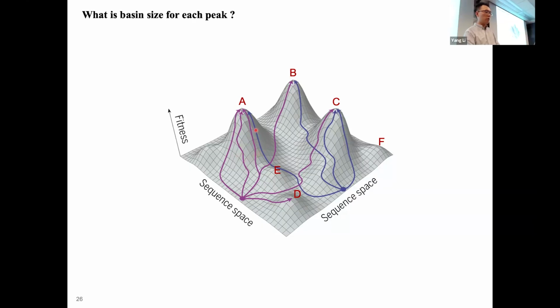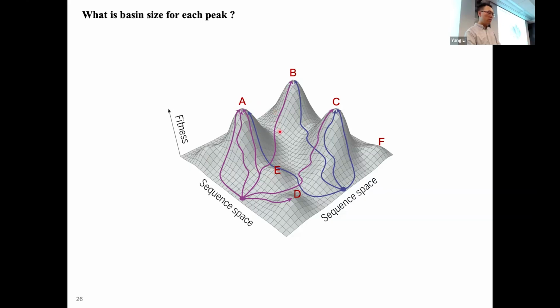A basin is the set of genotypes that can reach a peak by adaptive walk. Each peak has a different basin of genotypes, and we can calculate the basin size. Basin size is defined as the number of genotypes that can reach a specific peak, divided by the whole size of the landscape.